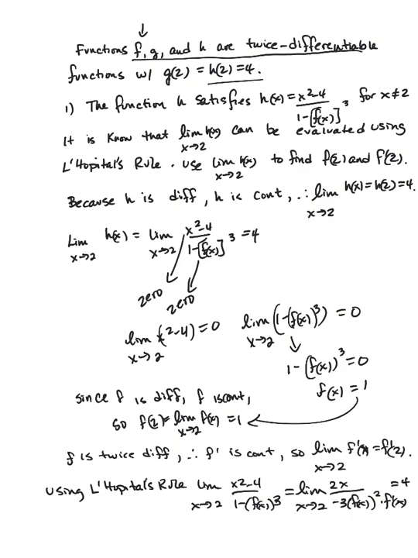Now, when I plug in my 2, I have 2 times 2 over negative 3 times, all right, I need f of x squared, well, that's just 1, times f prime of 2 equals 4. And when you solve this, you get f prime of 2 equals negative 1/3. Okay? So what we've done here, right?